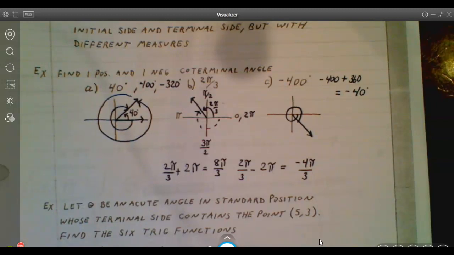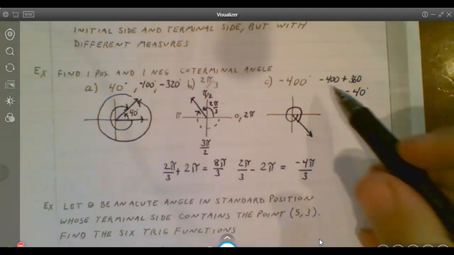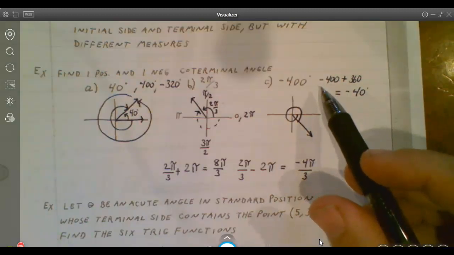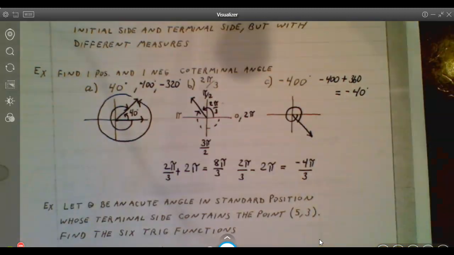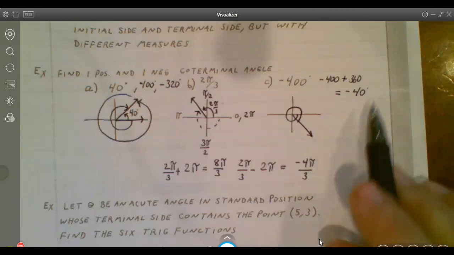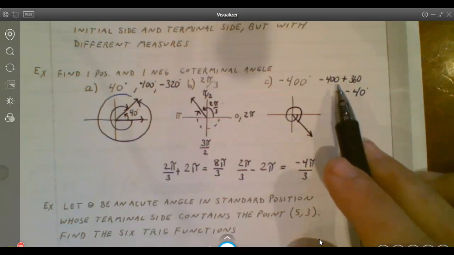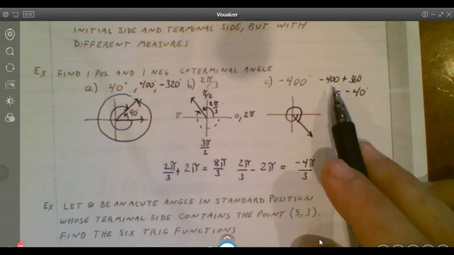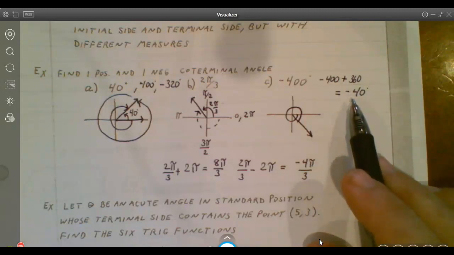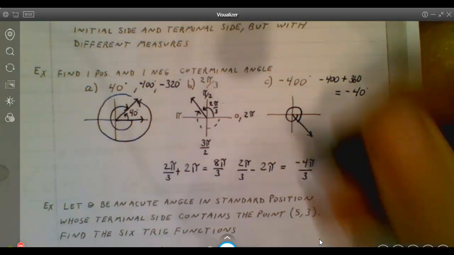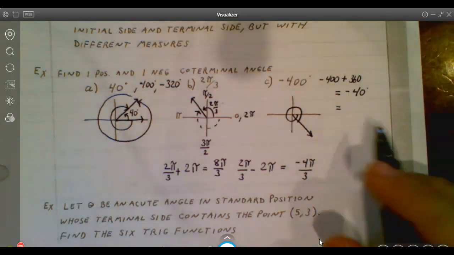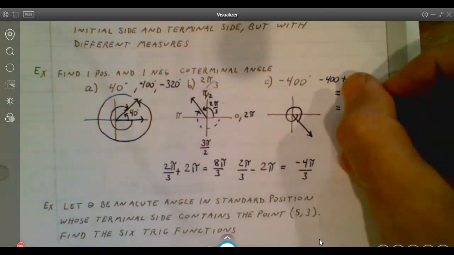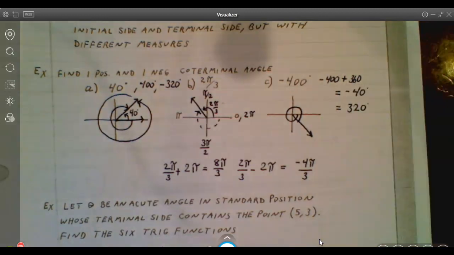Guys, you could get a whole lot of different answers on this one. I could continue subtracting 360 from this forever and ever and continue to get more coterminal angles in the negative. From here, what would I do to get a positive coterminal angle? Well, if I added 360, I'm still in the negative, so I have to add another 360 to this in order to get my positive coterminal angle. So if I add 360 onto that guy, 320 degrees will give me a positive coterminal angle.